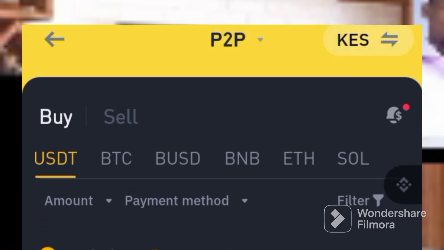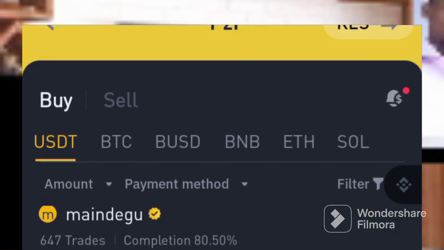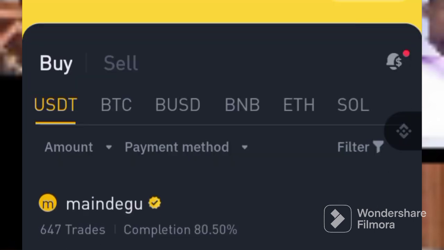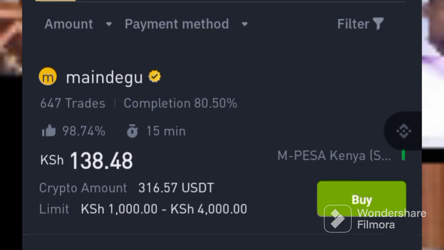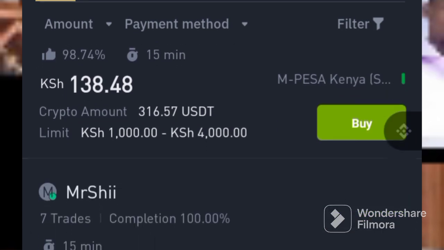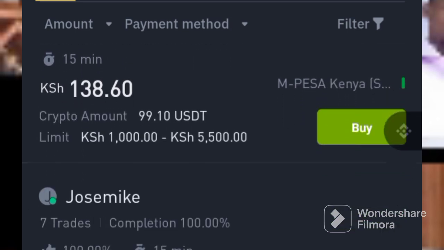So today we're gonna talk about how to trade in P2P trading. Once you click the P2P interface, it will take you to this place where you see USDT. You can buy, you can sell, and today we're gonna talk about how to buy. And you see the different orders set below.